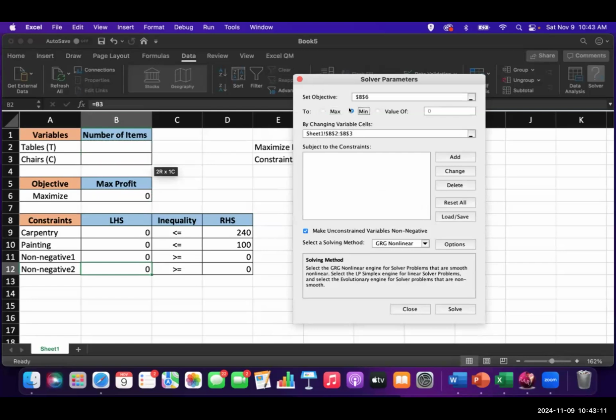If it is a minimization, we click min. But again, this is only for simplex method. So merong nonlinear. And then for our constraint, so we just simply add. So we click add.